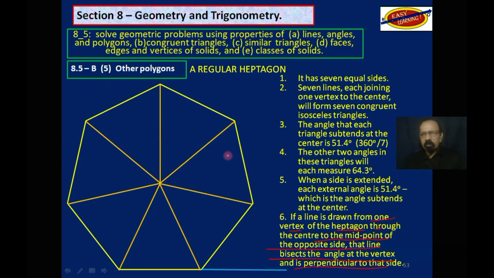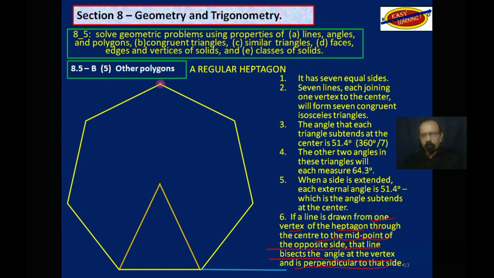So let's remove this and let's join a line from up there here to touch the opposite side. So from here, from one vertex through the midpoint to touch the other side, that angle is bisected. This angle, of course, is bisected. And this is 90 degrees.